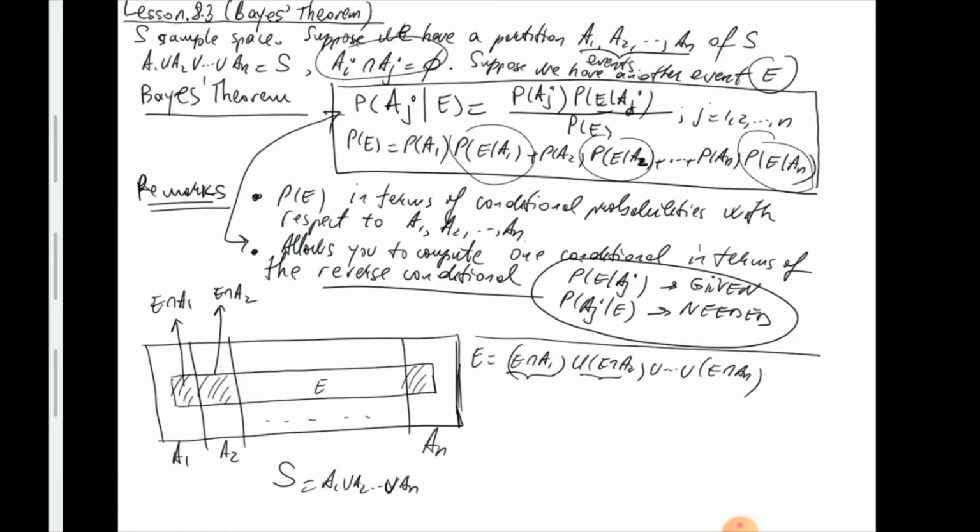All of these are mutually exclusive because A1, A2, ..., AN are mutually exclusive. So the overlapping parts with the event E are also mutually exclusive. So when you take the probability of E, you can add the probabilities of these intersections.